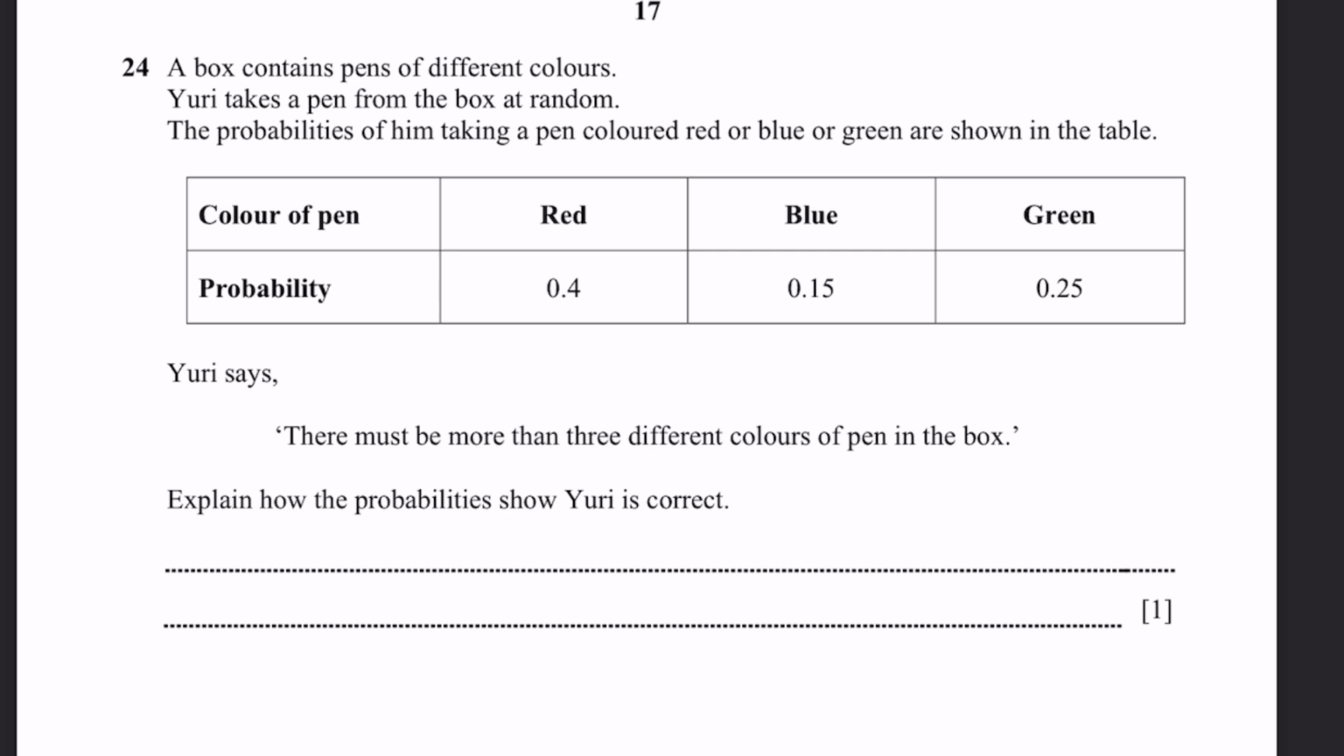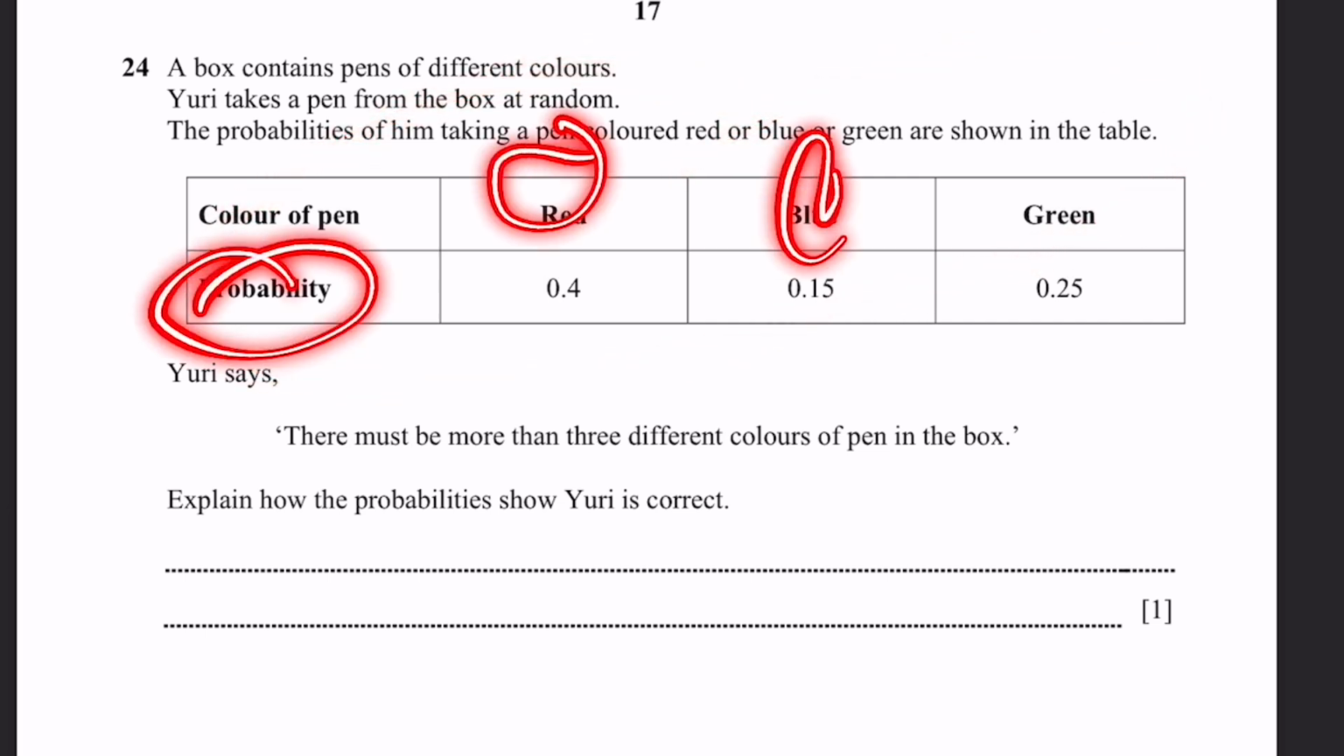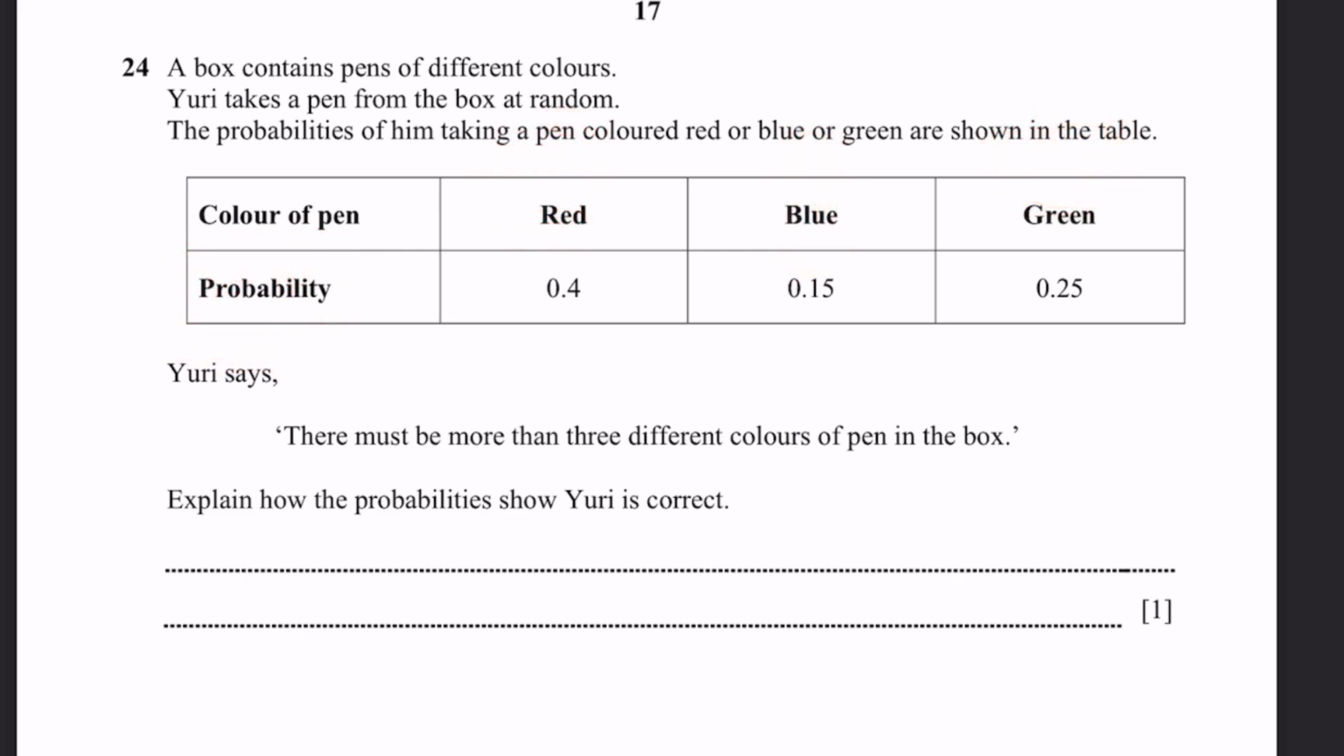A box contains pens of different colors. Yuri takes a pen at random from the box. The probabilities of him taking a pen colored red, blue, or green are shown in the table. We have this table which shows the probability of getting red, blue, or green pens. Yuri says, there must be more than 3 different colors of pen in the box. Explain how probability shows that Yuri is correct.